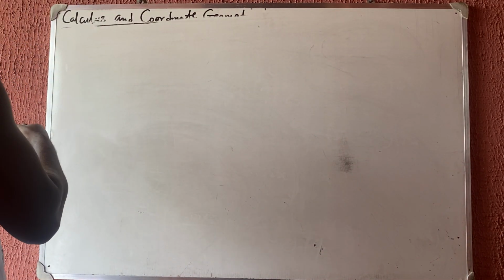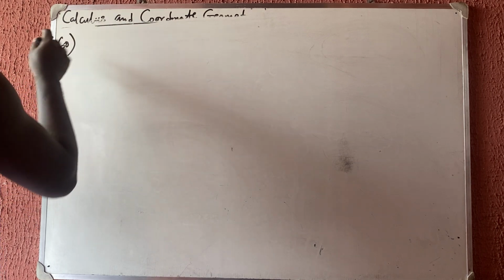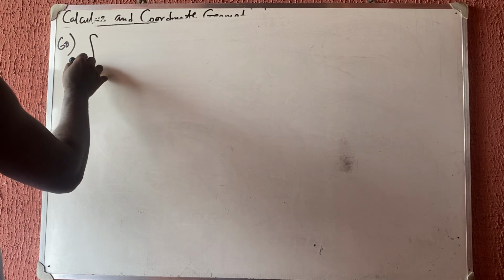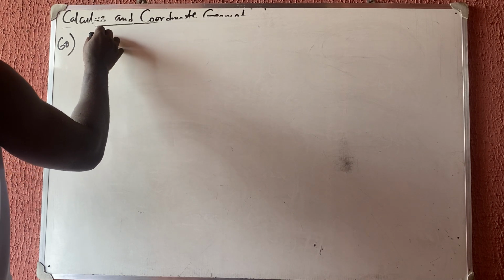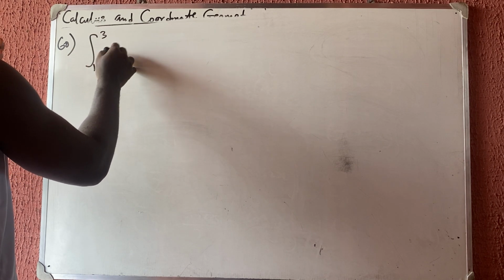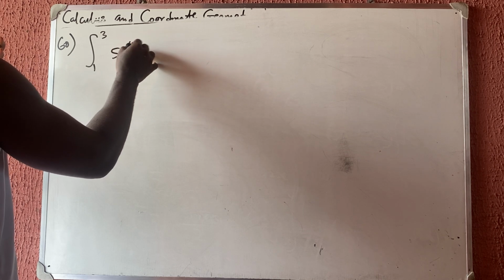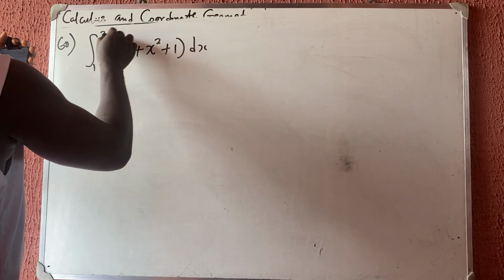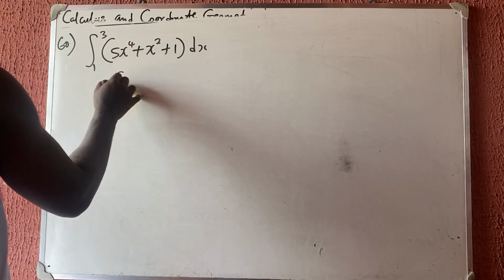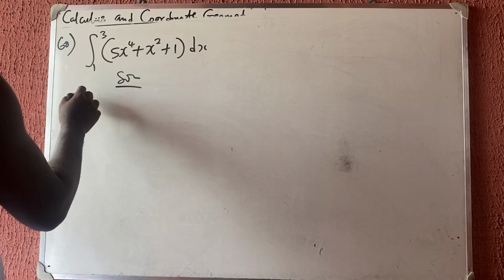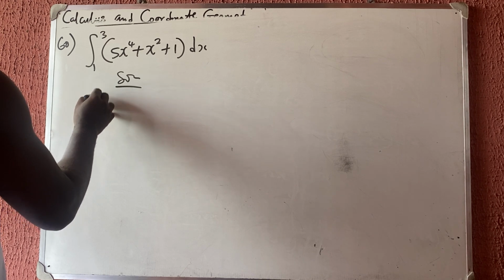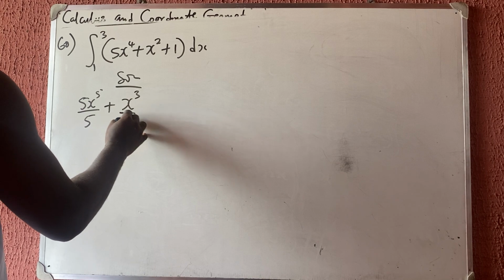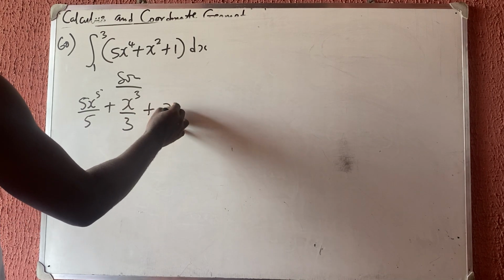Question number 60 said the integral from 1 to 3 of 5x to the power 4 plus x to the power 2 plus 1 dx. Now solution. First of all, integration of this is what? 5x to the power 5 over 5 plus x to the power 3 over 3, then plus x.